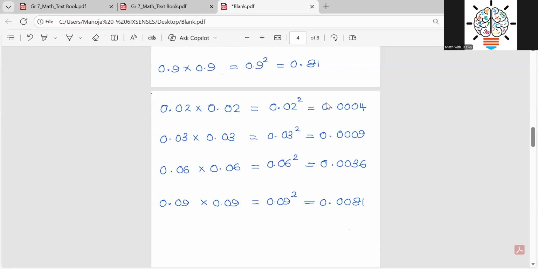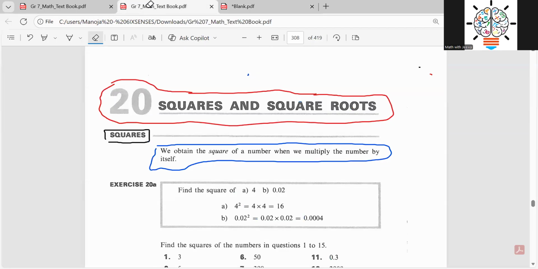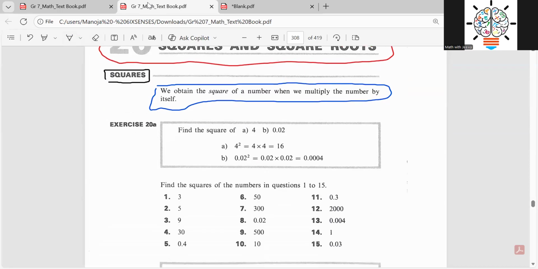So to keep 4 decimal places, 2 times 2, 4. And I write 4 with 4 decimal places like this. And 6 times 6, 36. And I want to write 36 with 4 decimal places. It is 0.0036, like that. Okay.